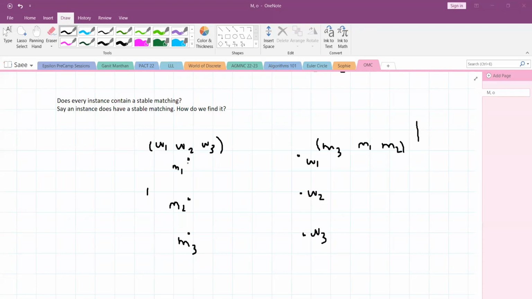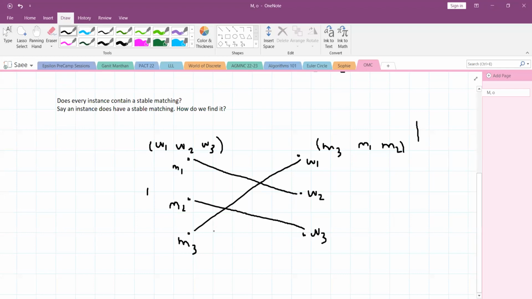So, let's say we pair M1 with W2. We pair M3 with W1 and M2 with W3. Is this a stable matching?